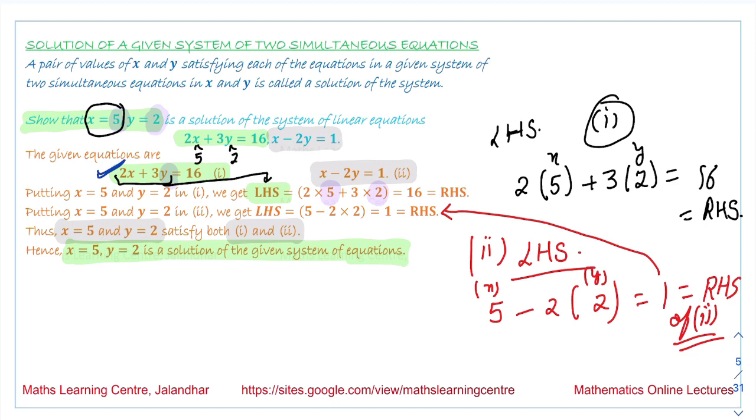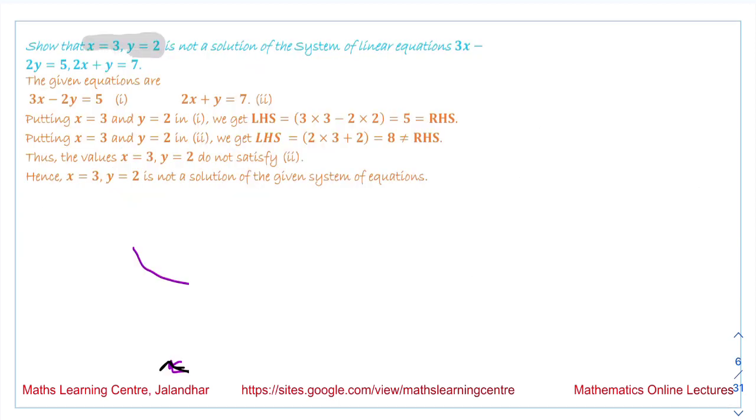Now the next question: show that x is equal to 3 and y is equal to 2 is not a solution of the equations. These are the two equations given to us. The first equation is 3x minus 2y is equal to 5. The second is 2x plus y is equal to 7. This is equation number 2.